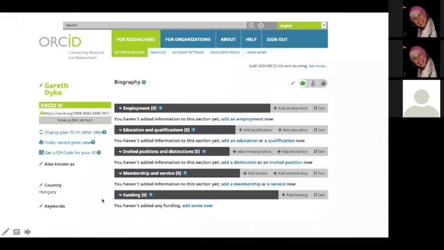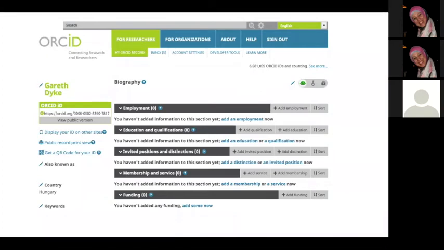You log in and then you have a number of fields that you can fill in. Some of them you won't have to fill in. Your publication record, as I'll show you in a minute, on my Orcid account, is completely automatically filled in by the system. You can see here that when I put this information in a few years ago, there were more than 6 million Orcid IDs and counting. You can put in your employment, you can put in your education, you can put in those invited positions and distinctions, you can put in memberships and service, you can put in funding.